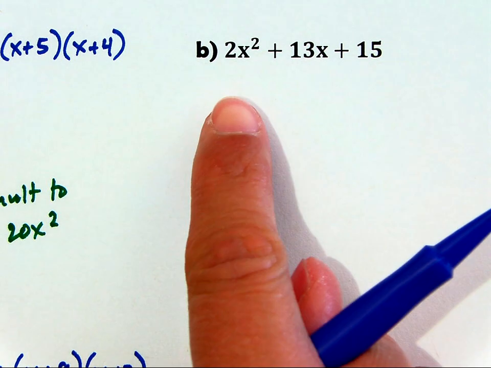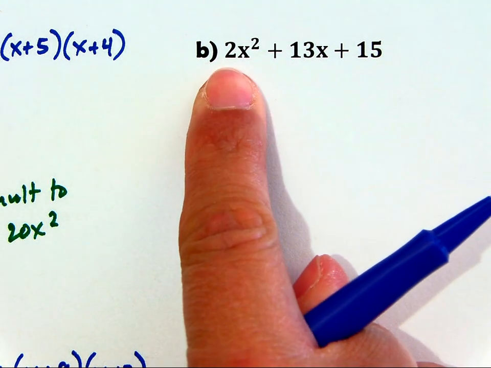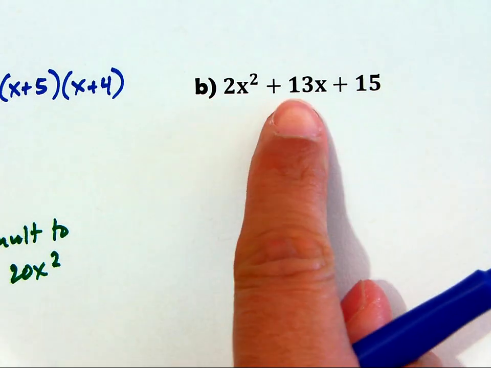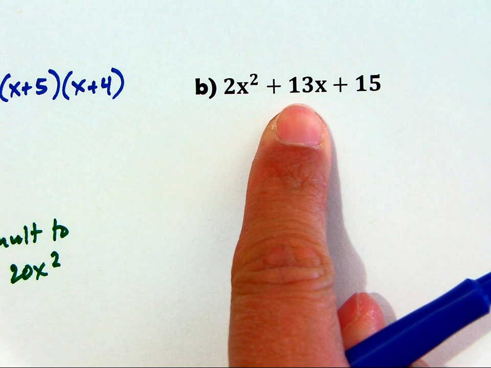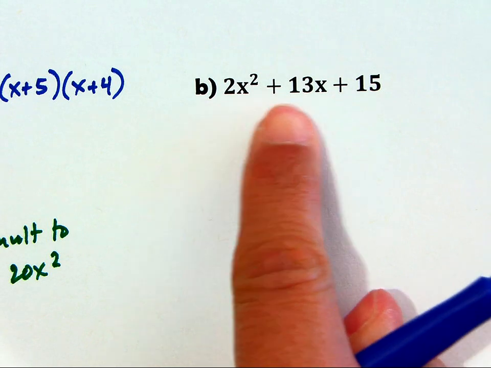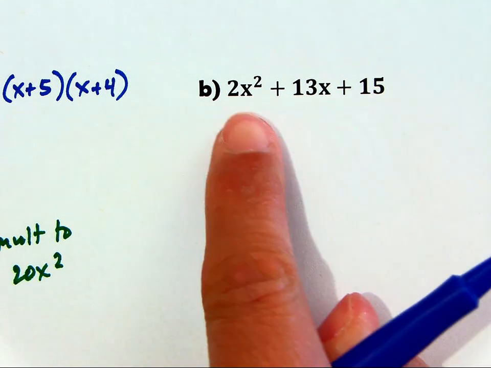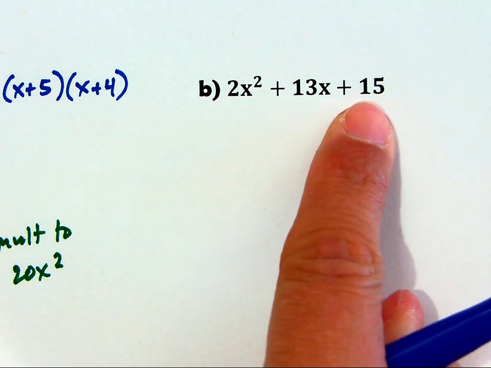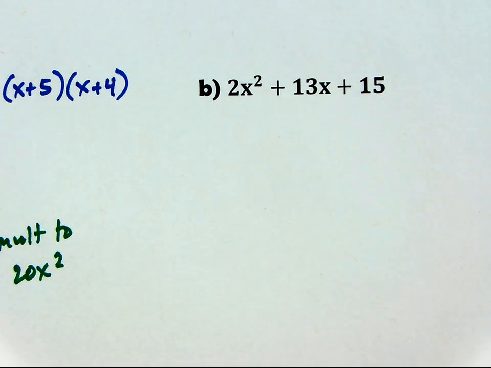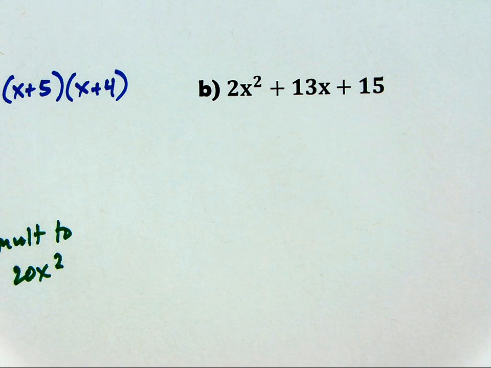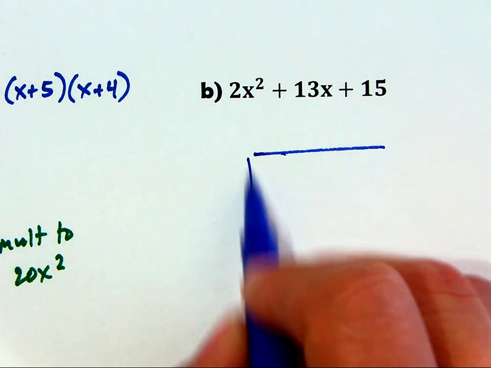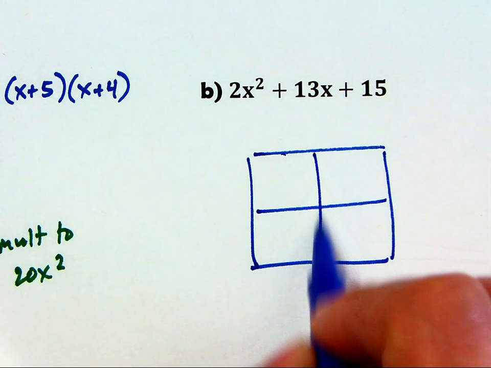Okay, so now that there's a coefficient here, I'm going to pause and see if maybe I need to factor out a GCF. Okay, but then I see the next number is 13. That's a prime number. So I know there's nothing that can divide 2, 13, and 15 other than 1, but we never use 1. All right, so we're just going to go right into our box method.